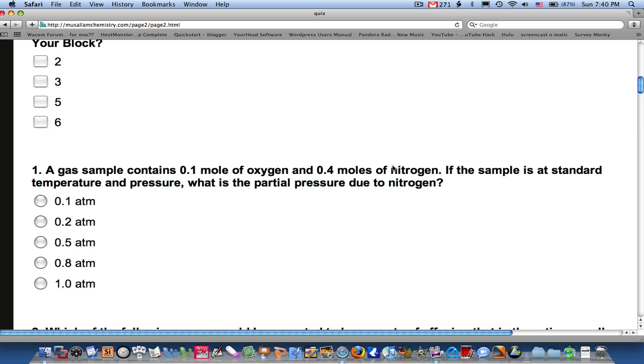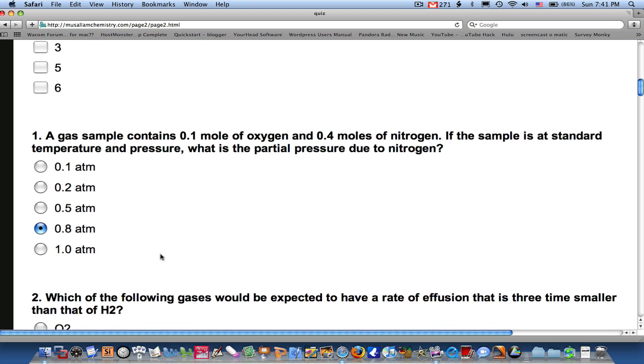So we're going to be using equation 2b that multiplies the mole fraction by the total pressure. However, the total pressure is not indicated explicitly. However, I do say standard temperature and pressure. So they're asking for the partial pressure due to nitrogen. Total pressure at standard temperature and pressure, which is STP, is 1 atmosphere. So the mole fraction is going to be equal to the total pressure. So that's going to be 4/5 in this case, or 0.8.